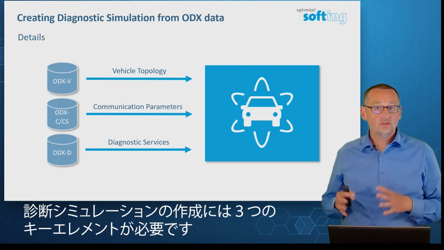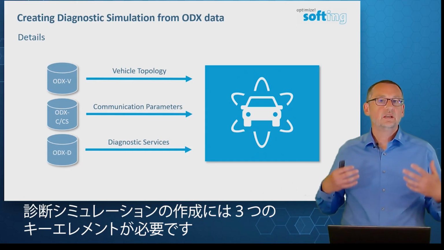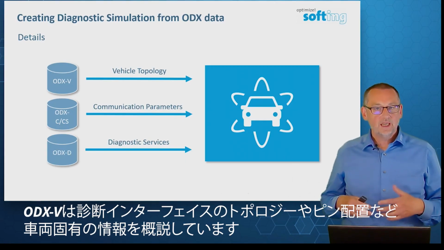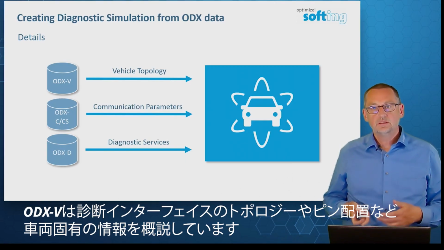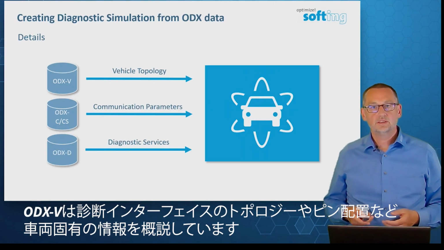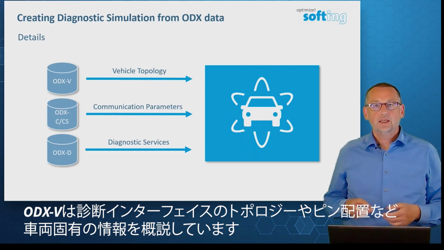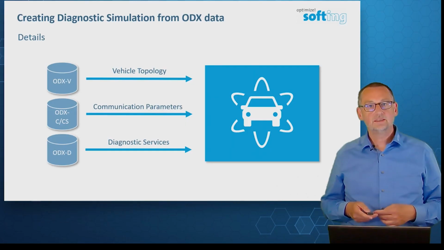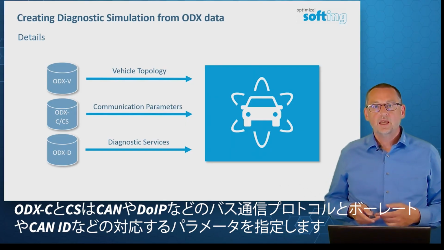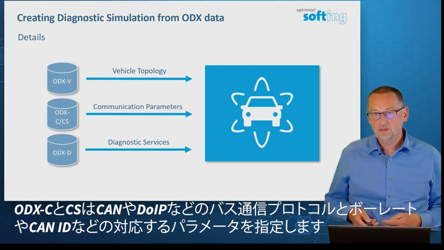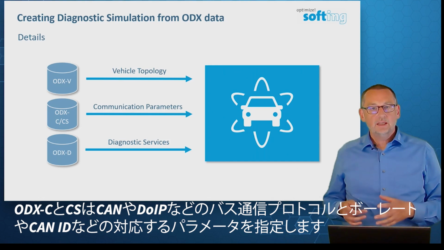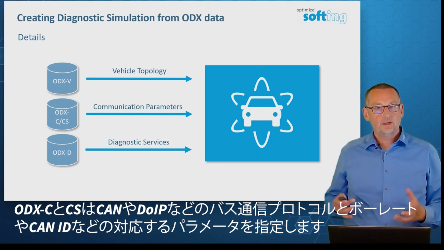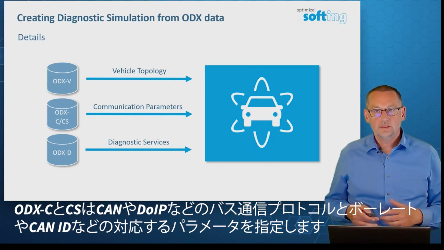For the creation of a diagnostic simulation, we need 3 ODX key elements. ODX-V outlines the vehicle-specific information, such as the topology and the pin assignment of the diagnostic interface. ODX-C and CS specifies the bus communication protocol like CAN or diagnostics over IP, along with their corresponding parameters such as baud rate or CAN ID.